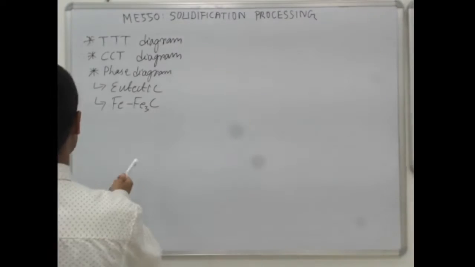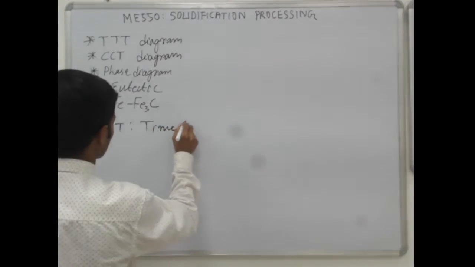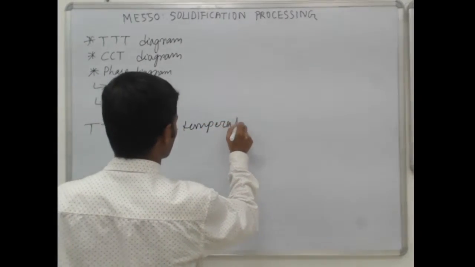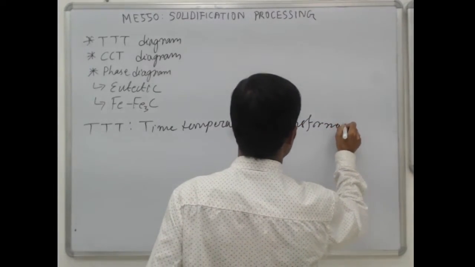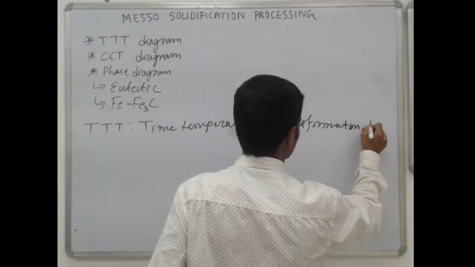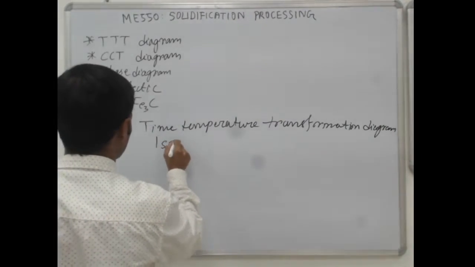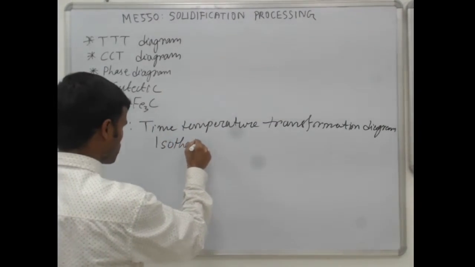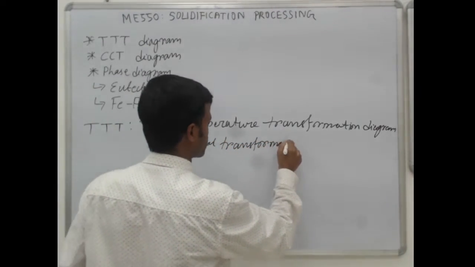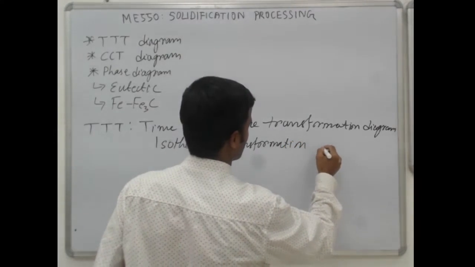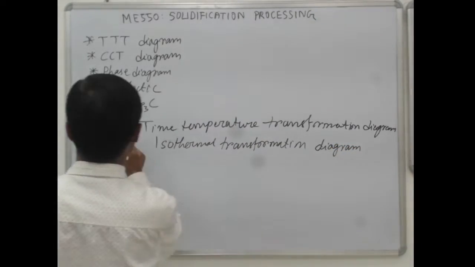So the TTT diagram is the time temperature transformation diagram. It is also known as the isothermal transformation diagram, the IT diagram.